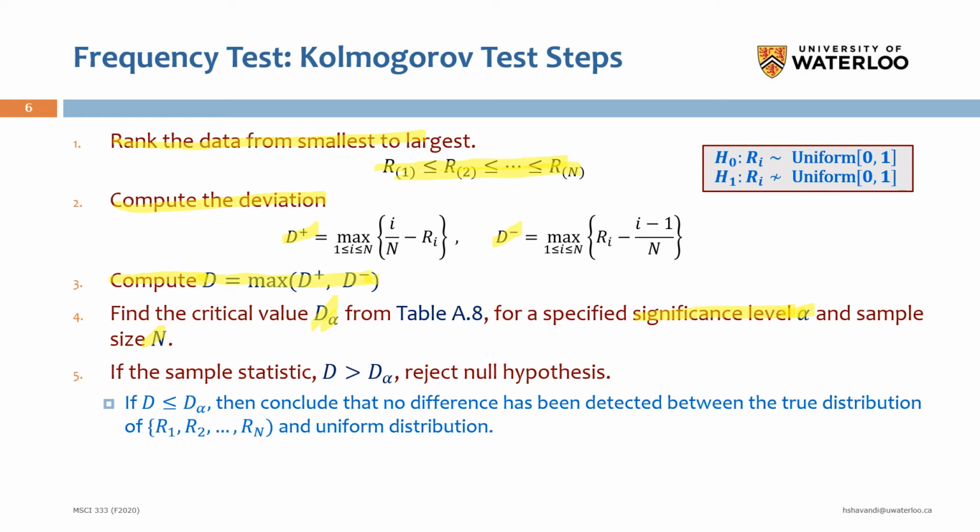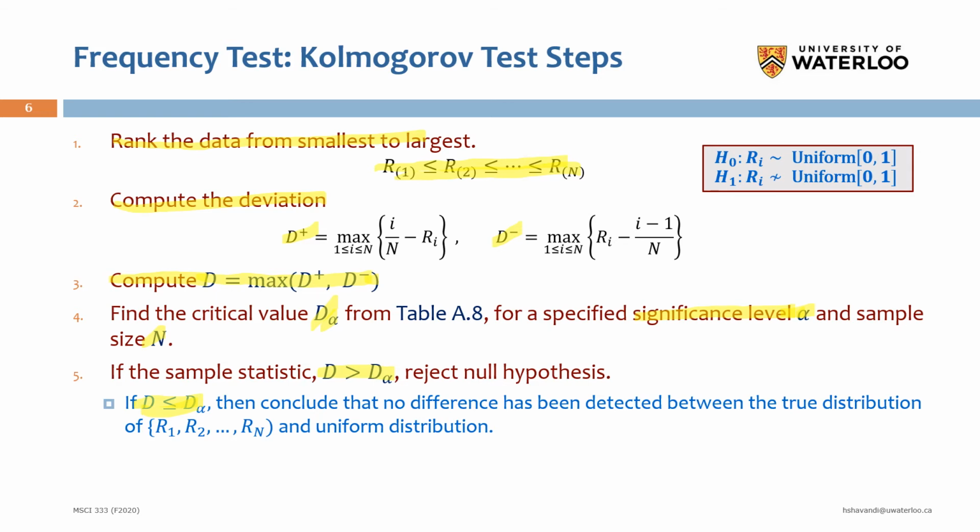Then we compare D with the critical value D alpha. If D is greater than D alpha, we should reject the null hypothesis. Otherwise, if D is less than or equal to D alpha, we conclude that there is no difference between the true distribution of the random numbers and the uniform distribution.